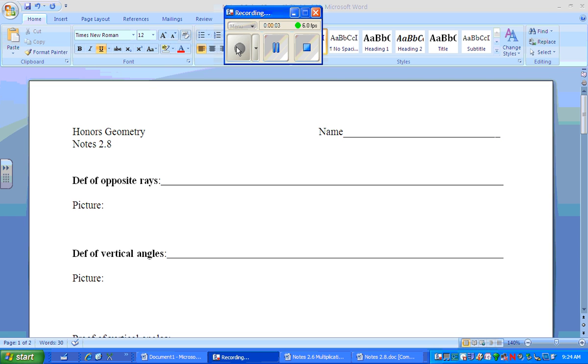Today's lesson is 2.8. We're going to be talking about vertical angles and the transitive property. But before we start with vertical angles, we need to talk about two definitions here: the definition of opposite rays and the definition of vertical angles.